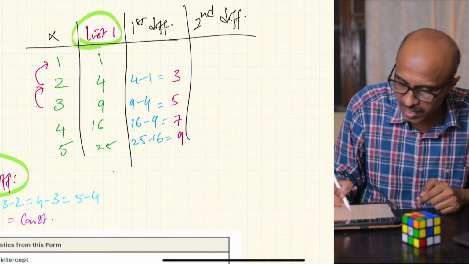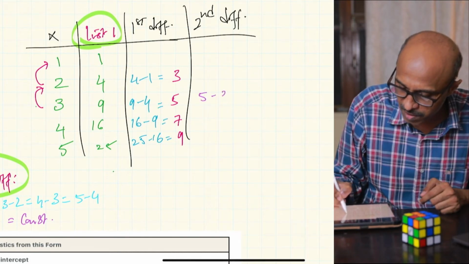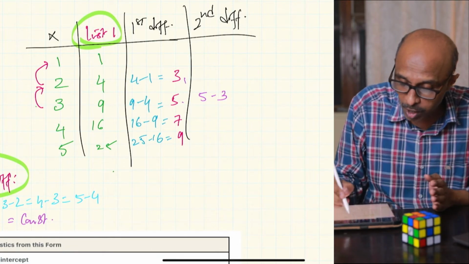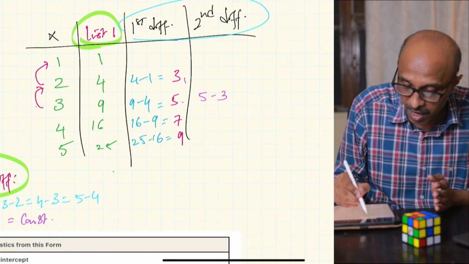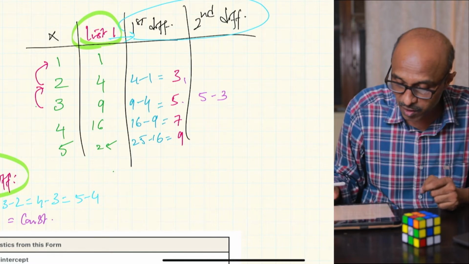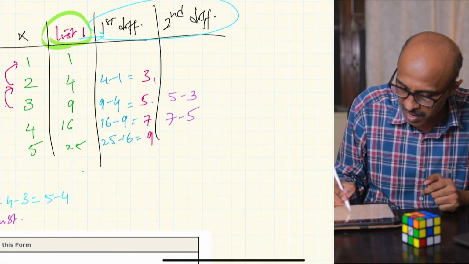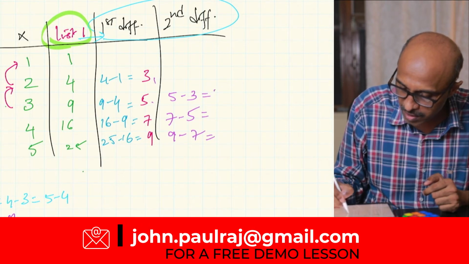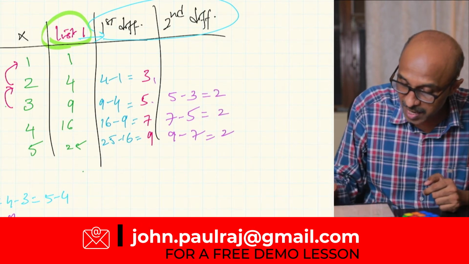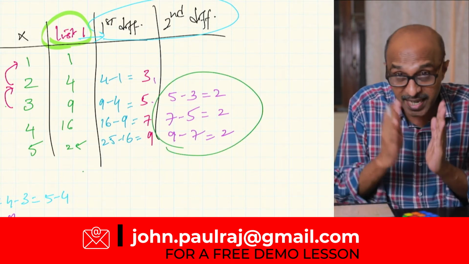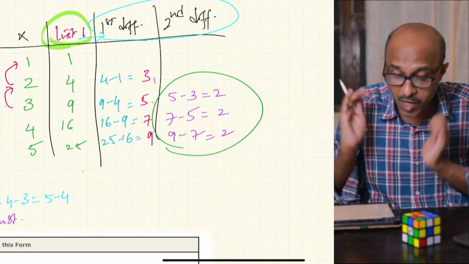So that means we're looking at 5 minus 3, and that's coming from the first difference. And remember, the first and the second differences are talking about the elements from list 1. Let's not forget that. 5 minus 3, 7 minus 5, and 9 minus 7. And when we work that out, we get that they are all the same and they are constant. It's not that they're equal to 2, but they're constant. The second differences are equal.